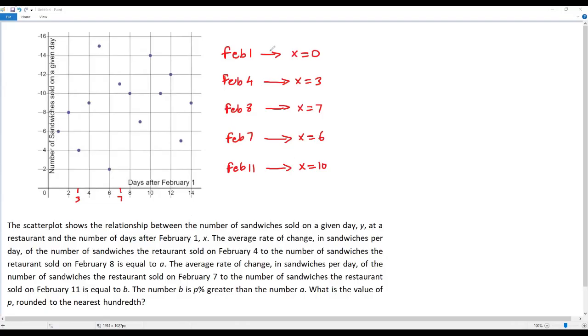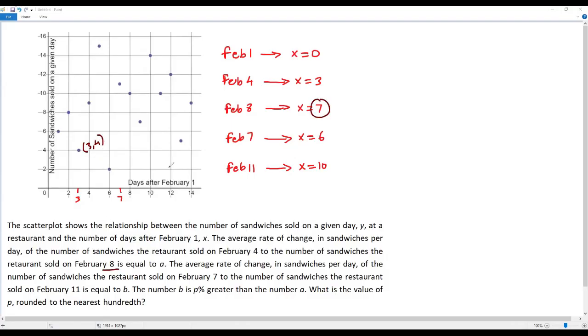Now let me consider this information. That is the average rate of change from February 4 to February 8. Now let me go to the point corresponding to February 4. February 4 means X equals 3. Let me consider the value 3 on the X-axis. Corresponding to this 3, the point we have over here has X coordinate 3 and Y coordinate 4. That is 3 days after February 1st, on February 4th, the number of sandwiches sold by the restaurant is 4.